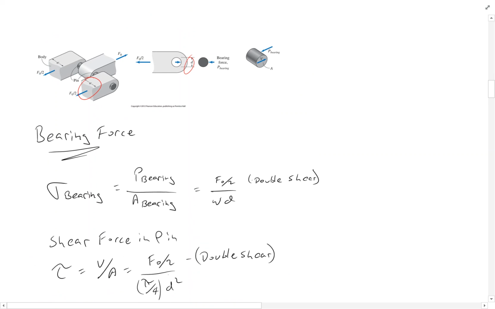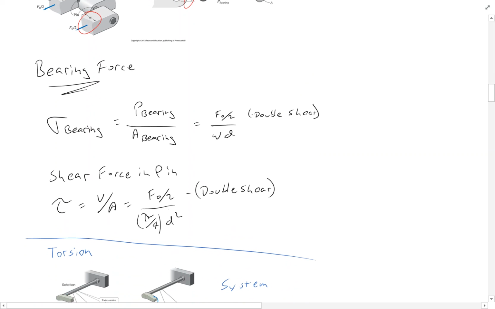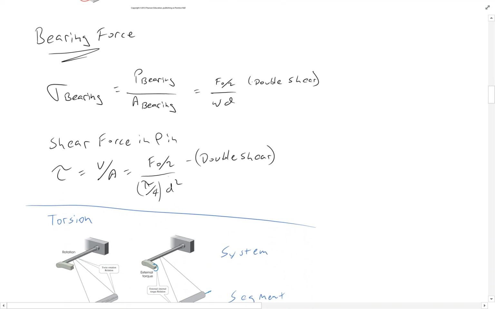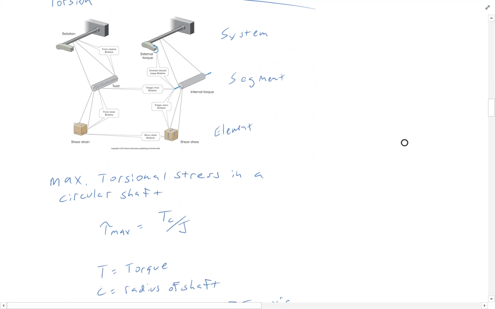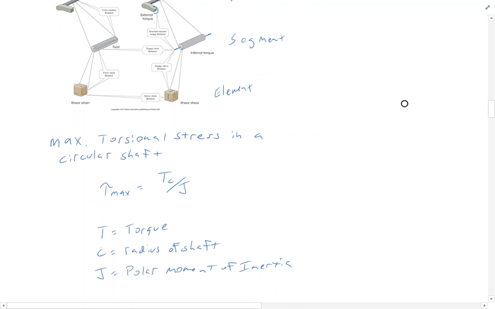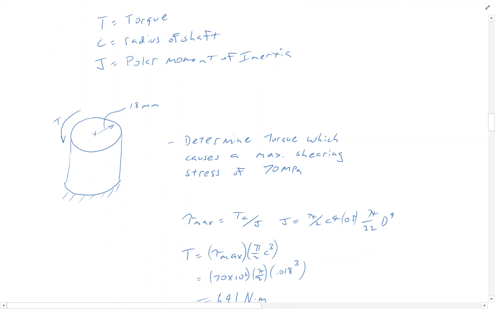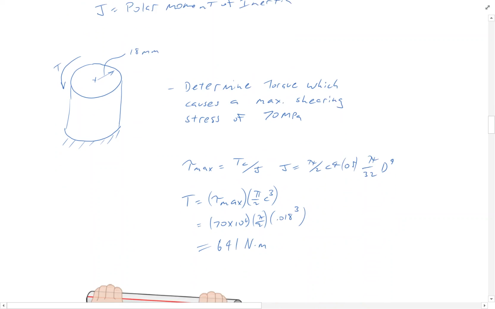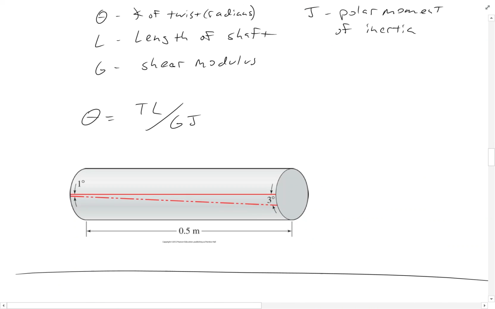Bearing force, another force we look at. Again, it's the force on the bearing divided by the area that force acts over. We'll talk about bearings next semester. And then torsion, where you're trying to twist something, basically. So again, torsional stress. In the case of torsional stress, you use the polar moment of inertia, not just the direct area. And that's all that is. Twist is important.